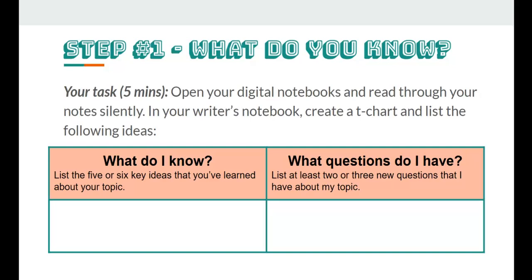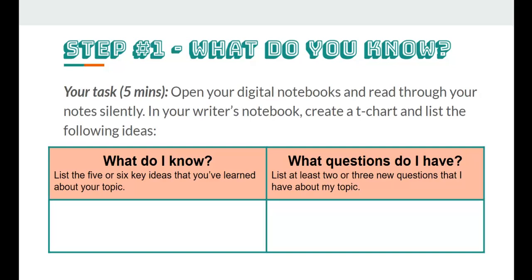Step one is pretty simple. What you're going to do in your writer's notebook is create the following T-chart. On one side, simply put the question, what do I know? In this column, you're going to list 5 or 6 key ideas that you've learned so far.